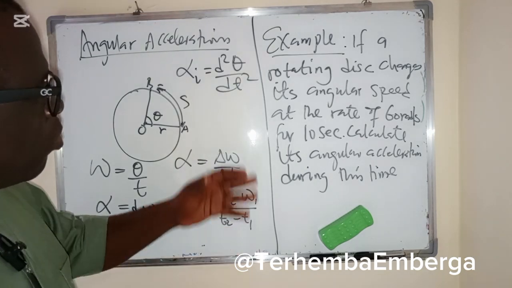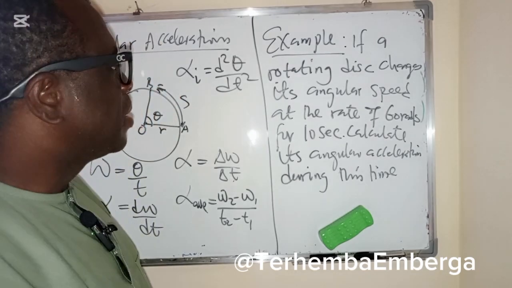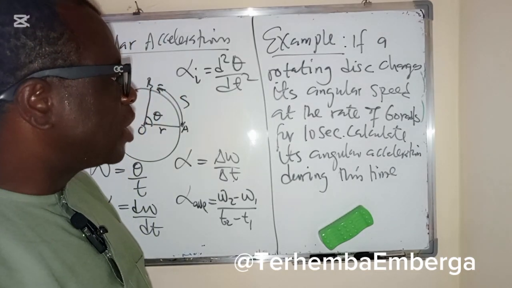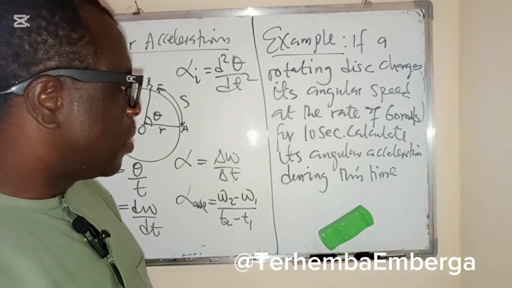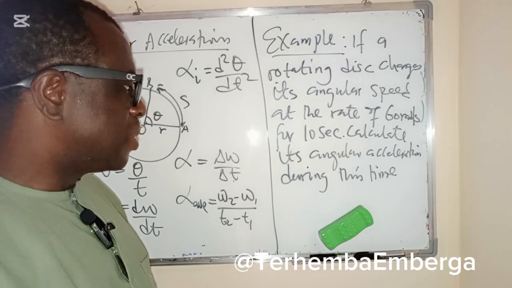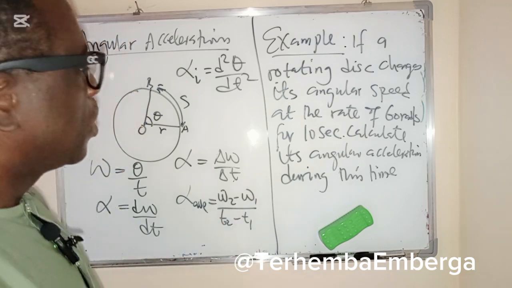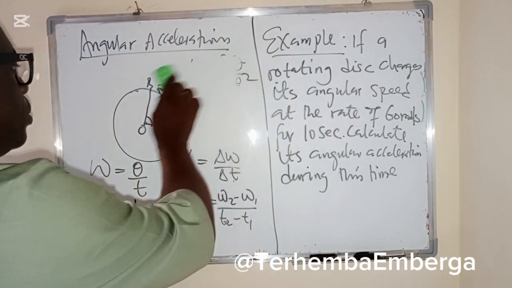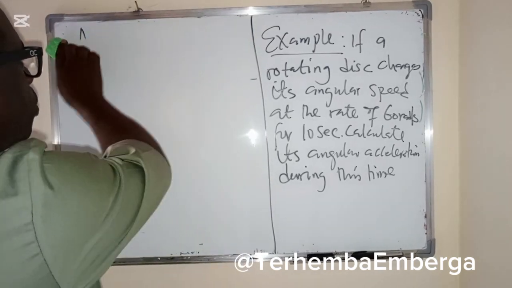Yes, we have a problem here. If a rotating disk changes its angular speed at the rate of 60 radians per second for 10 seconds, calculate its angular acceleration during this time. Okay, it is simple.